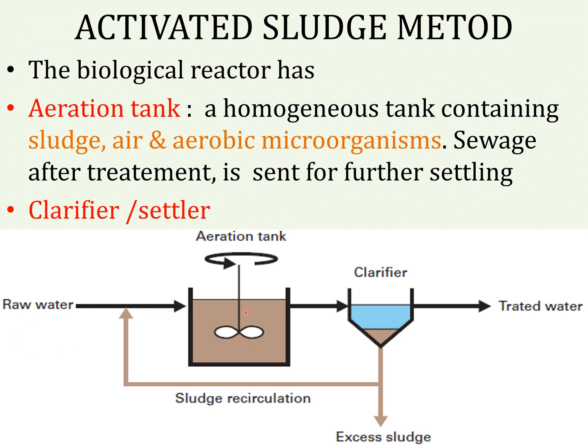Here the treatment is happening. Relatively, it is a faster process because of the uniform dispersal here. Then the treated water is sent to the clarifier or settler for removing any kinds of waste matter that will be settling here. The excess sludge can be removed and the treated water is taken out. So far we have seen aerobic treatment processes.